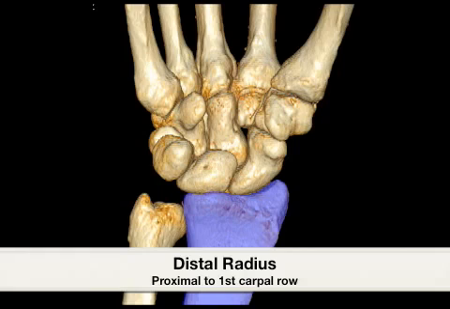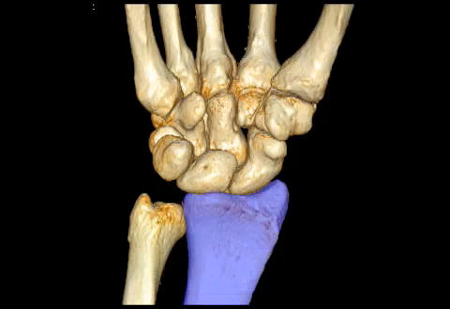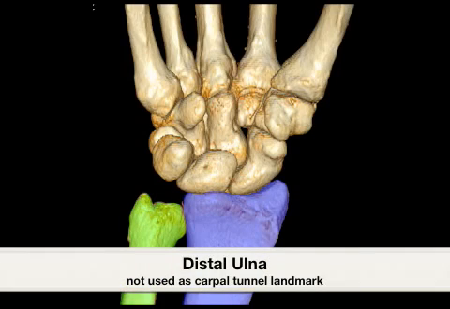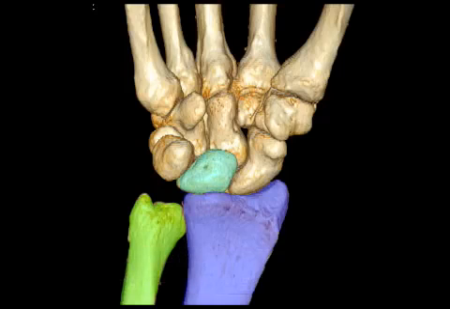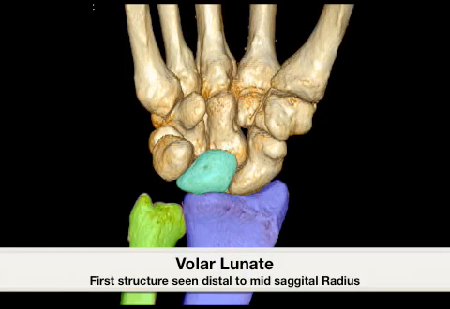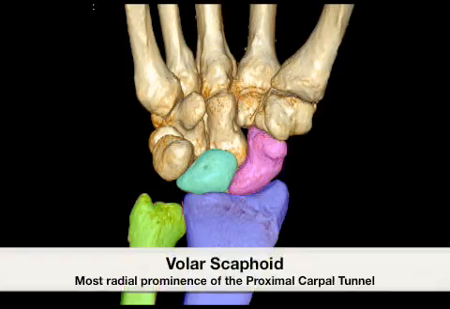Highlighted in blue is the distal radius. Highlighted in green would be the distal ulna. Highlighted in light blue would be the volar lunate. Highlighted in purple would be the volar scaphoid. Highlighted in red is the volar pisiform.